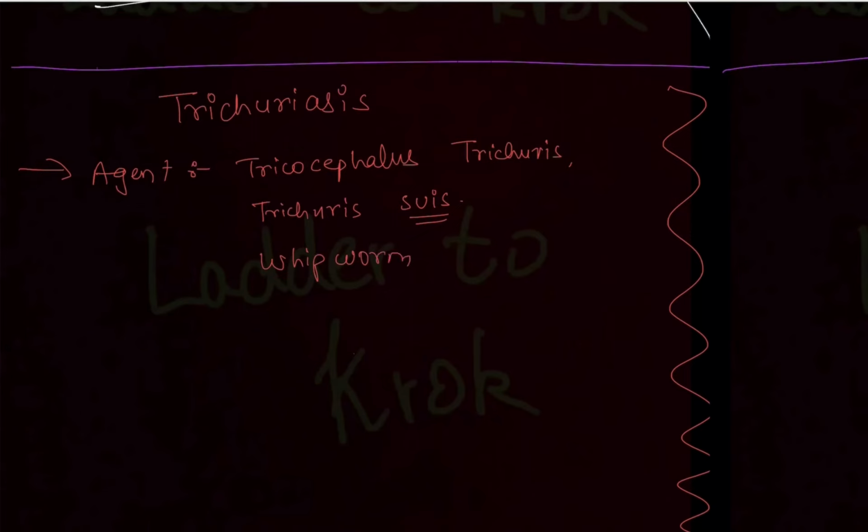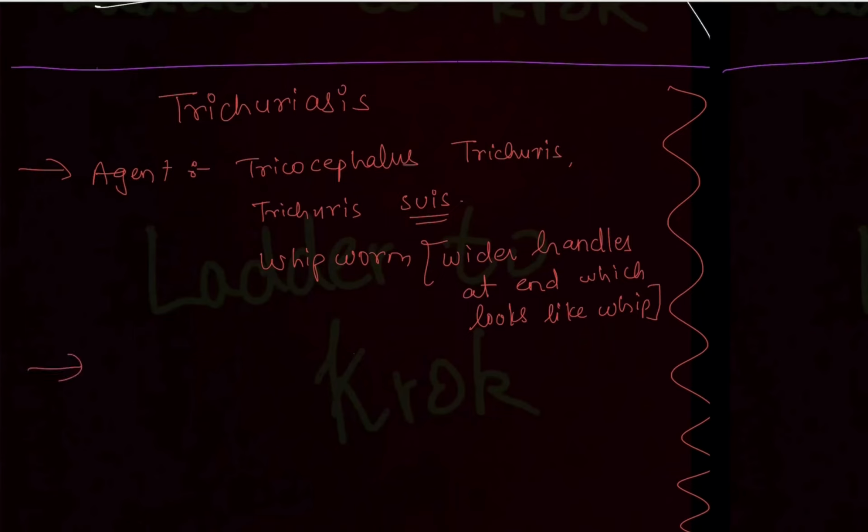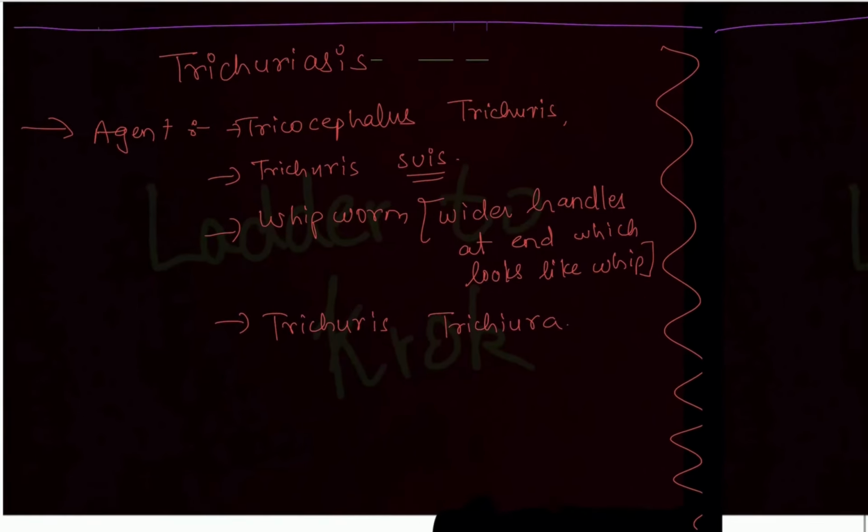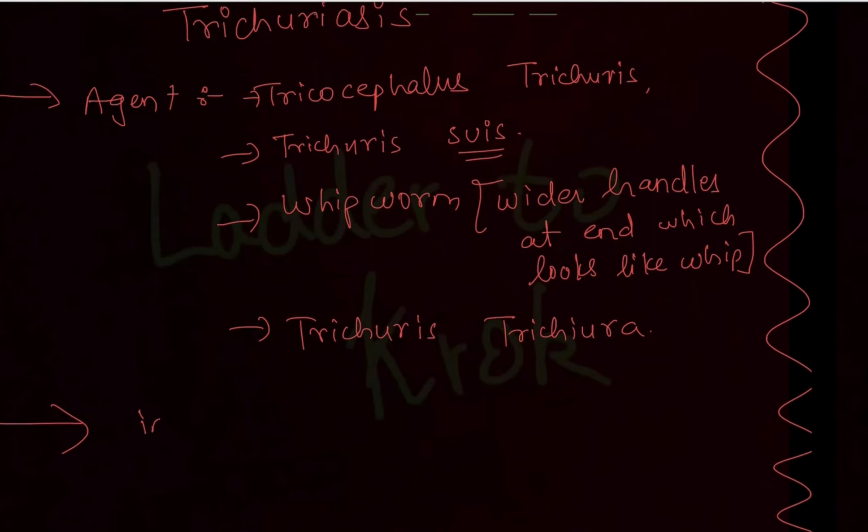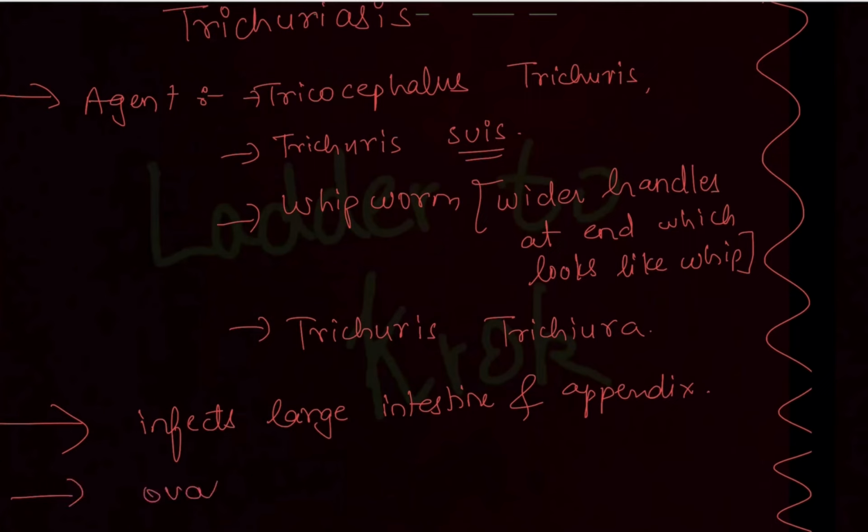Now the reason why we call it whipworm is because it has a wider handle at the end. So it resembles a whip, that's why it is given the name whipworm, okay? Which looks like a whip. It has one more name, Trichuris trichiura. Remember all these names of this organism, okay? It is very important. The next point that you should know is it infects the large intestine and appendix. It has oval eggs with 2 plugs on the poles.